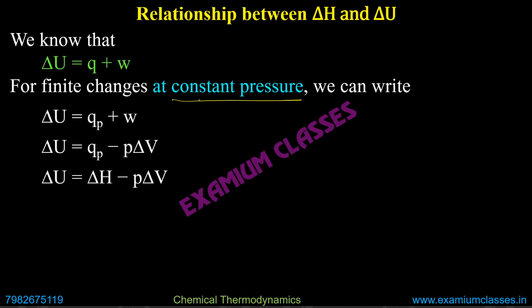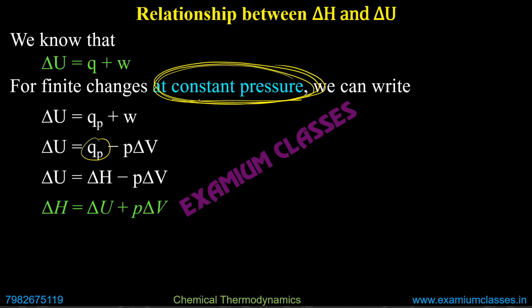It means delta U can be written, remember at constant pressure, as QP, that is delta H, minus P delta V. Why does delta U come into the picture? Delta U comes into the picture because some work is also being done apart from heat transfer. If we do any reaction at constant pressure, the heat transferred is QP, it cannot be QV. But at the same time, delta U appears because some work is also being done. So the sum of these two gives you the change in internal energy. QP we can write as delta H. So delta U is equal to delta H minus P delta V. It means delta H is equal to delta U plus P delta V.